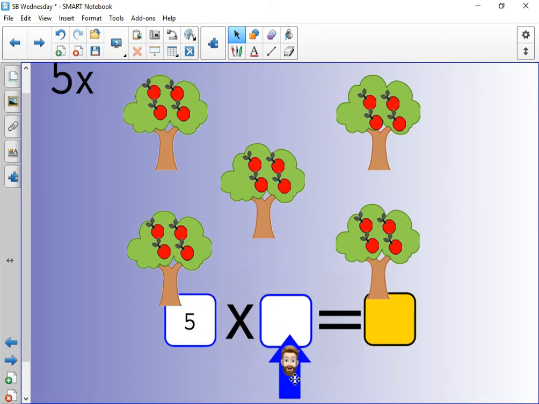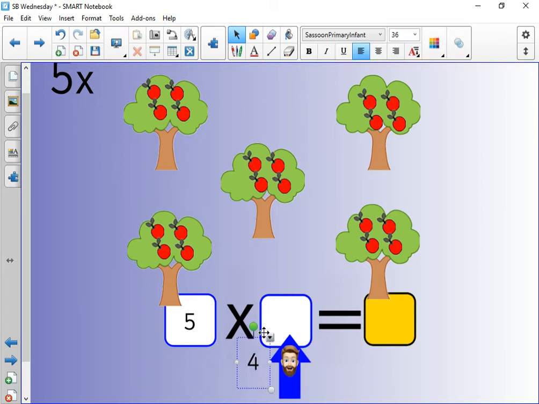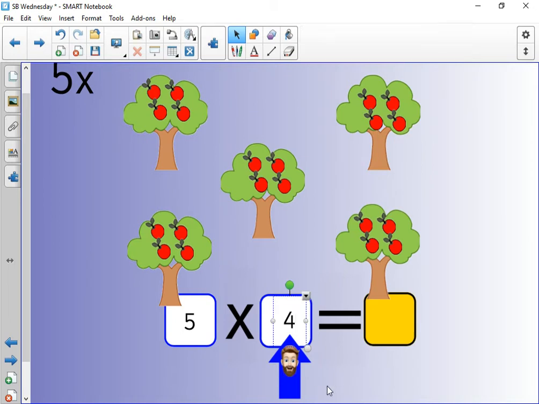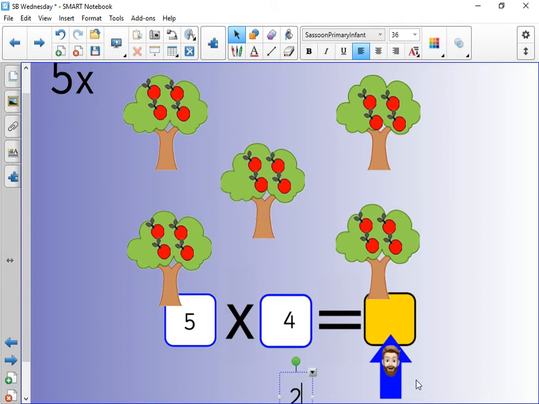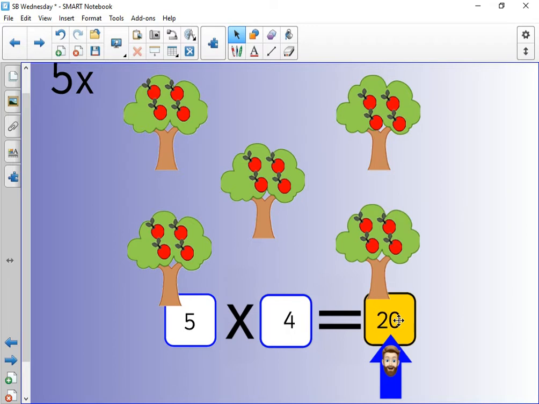What goes here? Brilliant, 4, because there are 4 in each group. Now, how many are there altogether? That's right, there are 20. Good job. 5 lots of 4 equals 20.